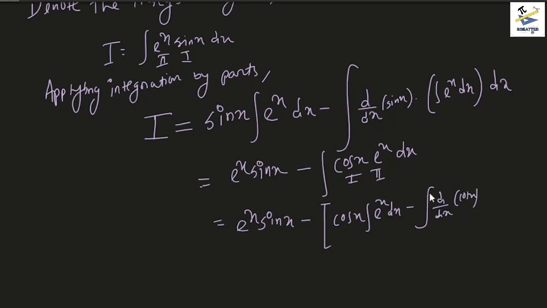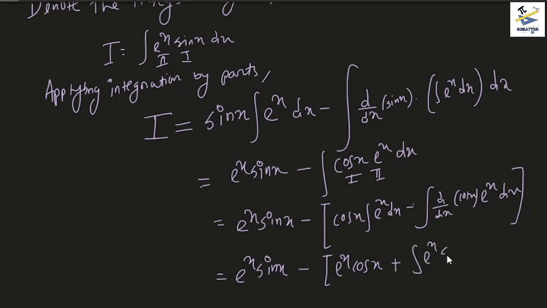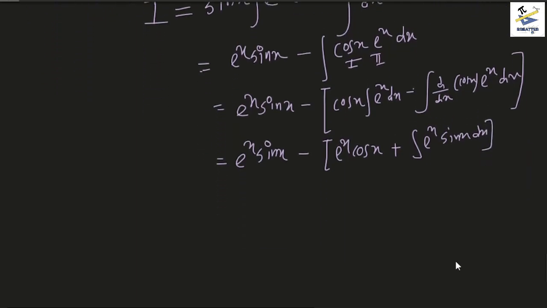and as you know the integration of e to the power x dx is just e to the power x. I'll just write e to the power x dx here. So it becomes e to the power x sin x minus e to the power x cos x, and d/dx of cos x is minus sin x, and minus becomes plus. It becomes the integral of e to the power x sin x dx. And if you take it out of the bracket, what becomes is e to the power x sin x minus e to the power x cos x minus the integral of e to the power x sin x dx.